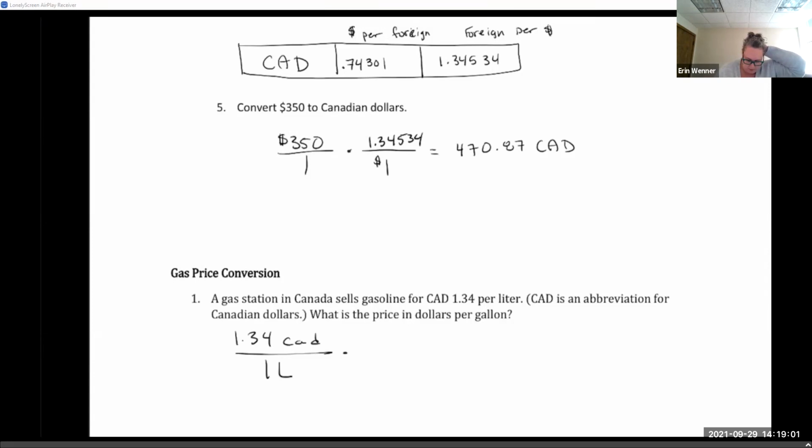So if we think about our first conversion factor, let's get rid of the Canadian amount, which means we're going to have 1 Canadian in the denominator here, which going up and looking at our table, we're going to use the first column because that's US dollars per foreign. So we'll do 0.74301. So at this time, it was 75 cents-ish per Canadian dollar, right?